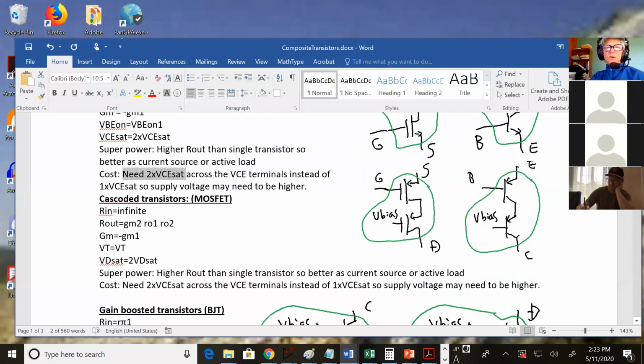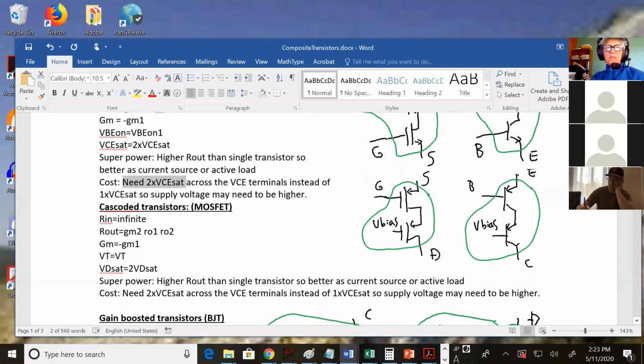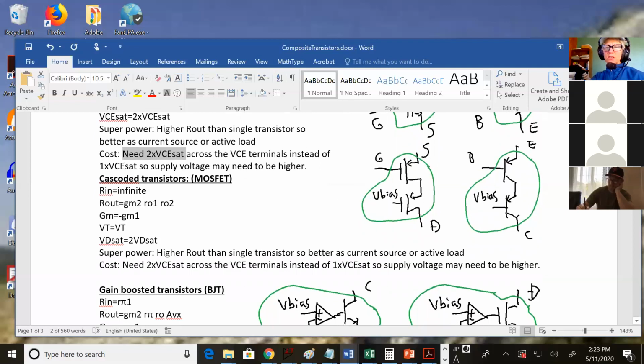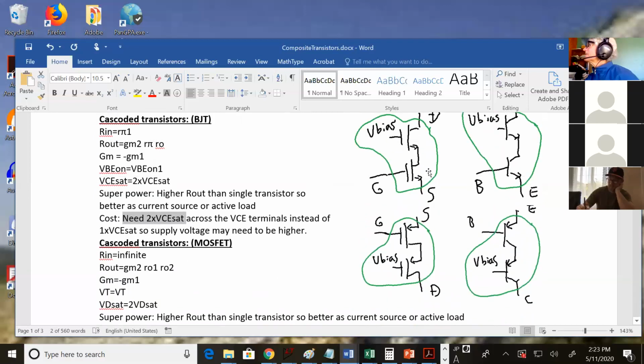Okay, so I think since we did this in class, for a MOSFET, what's the R in of a MOSFET, if this was your cascoded compound transistor? What's that? Wasn't it infinite for R in? Infinite for R in. Okay, and then let's look at some others. What do you think the GM is for this entire cascoded transistor for a MOSFET?